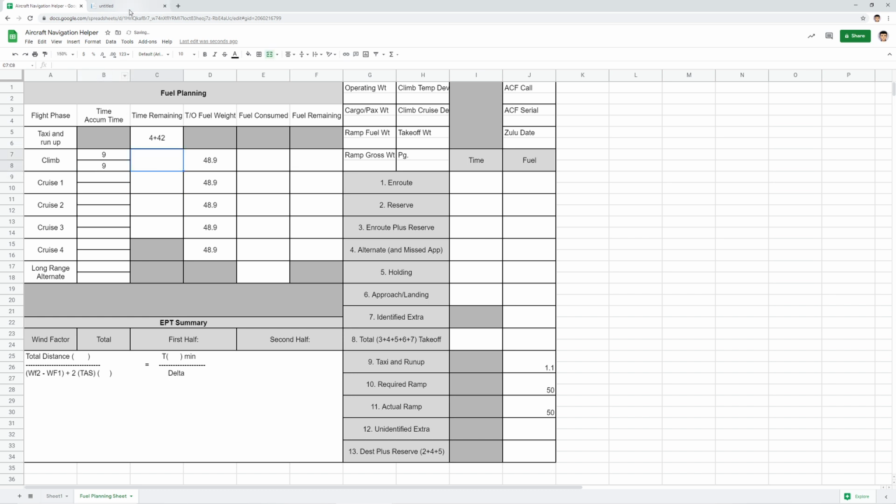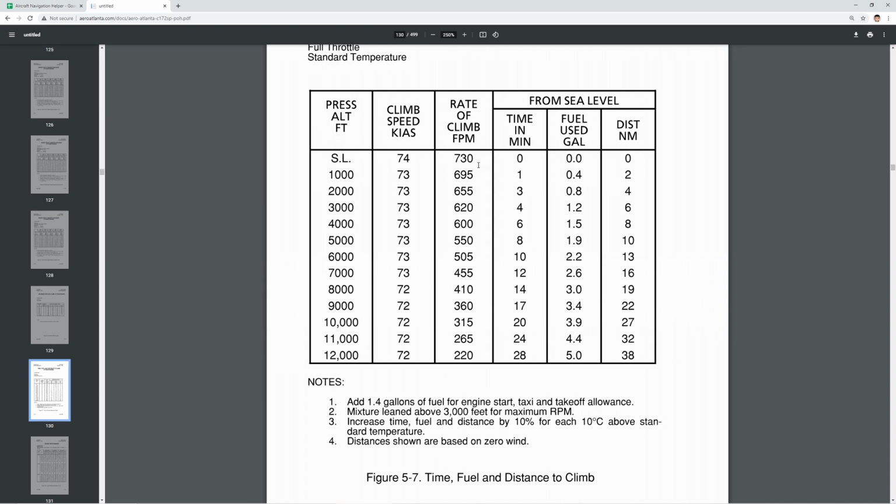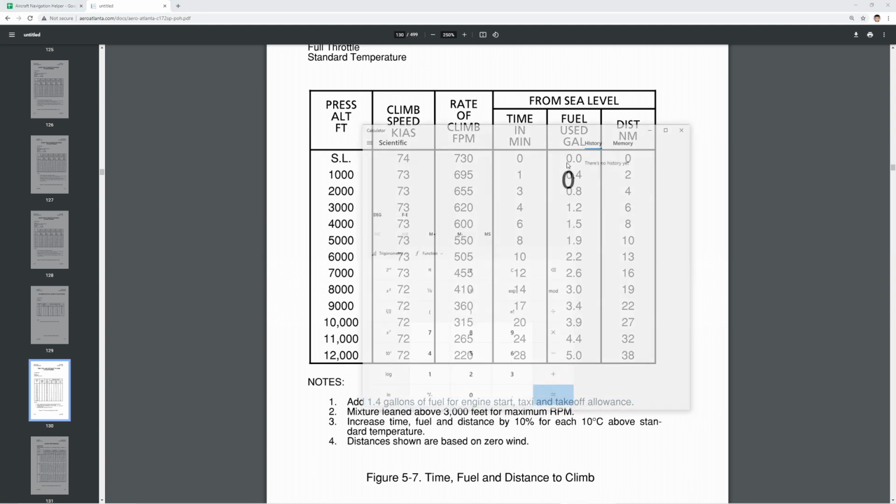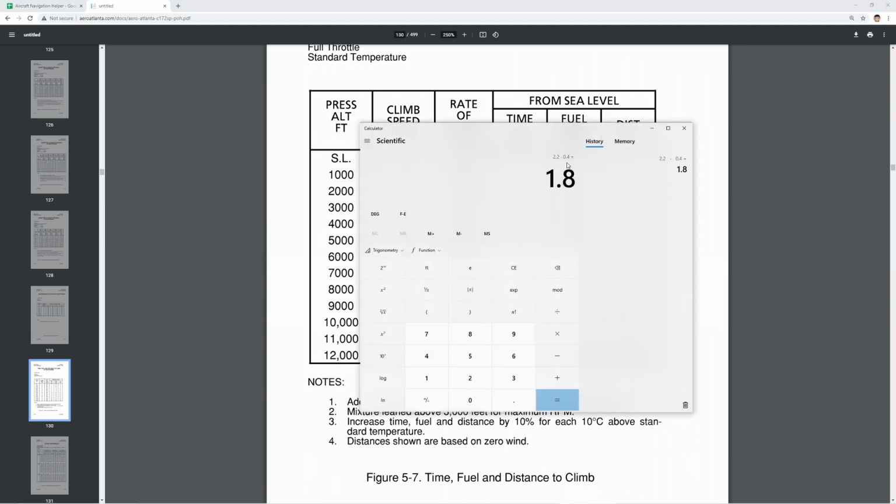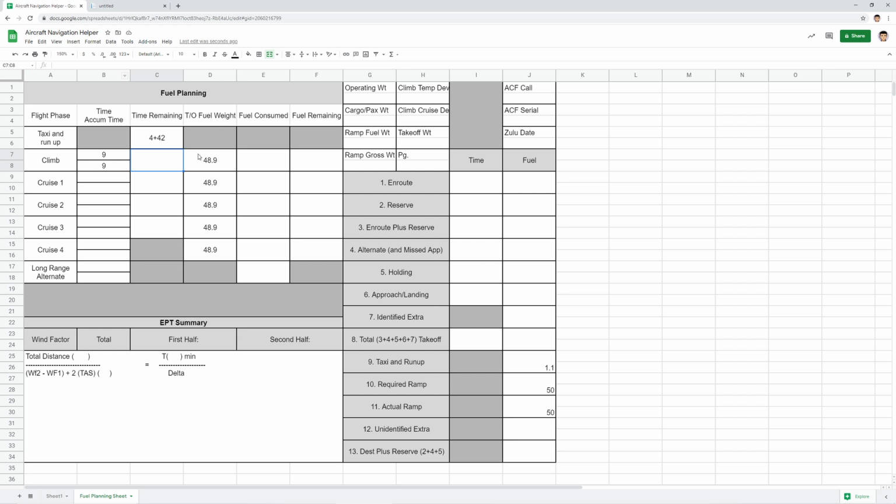Now for fuel remaining, we have to do a calculation for fuel. We take our fuel amount, which is right here at 6,000, 2.2 minus 0.4. We'll do that real quickly. We can see it's 1.8 gallons of fuel consumed. So we'll write 1.8 right here. And our fuel remaining is going to equal 48.9, which is what we started at takeoff, minus our 1.8. So now we know we have 47.1 gallons of fuel at the top of our climb.